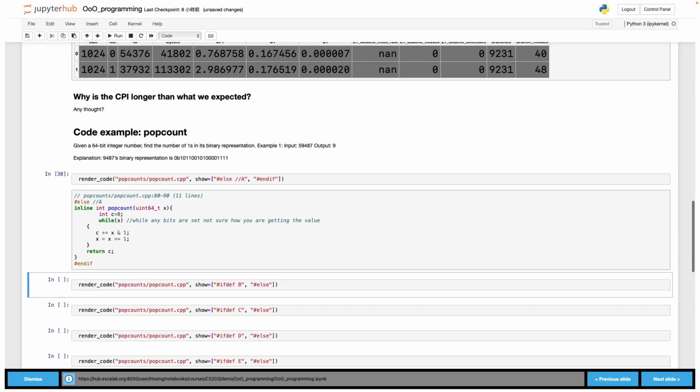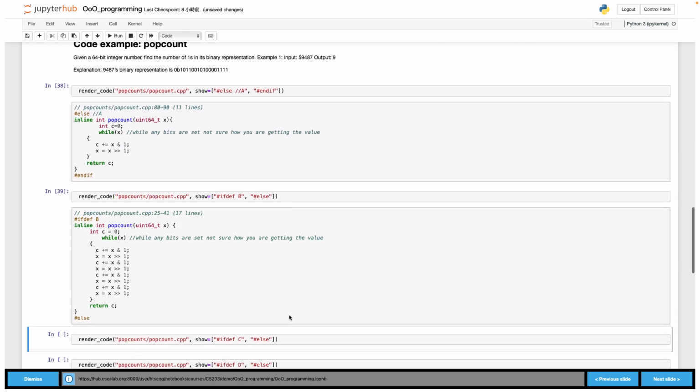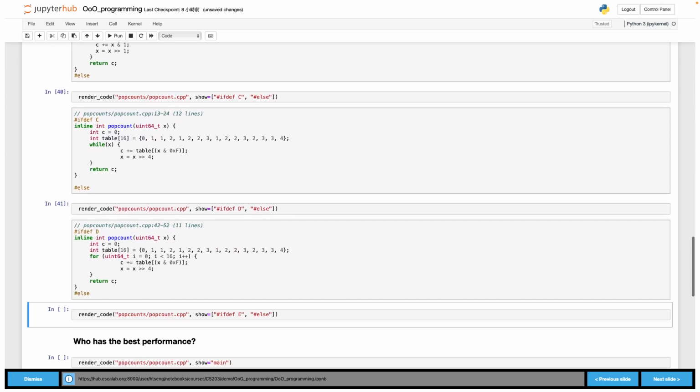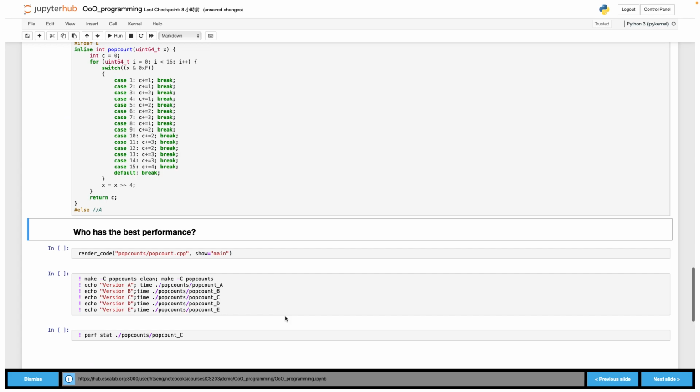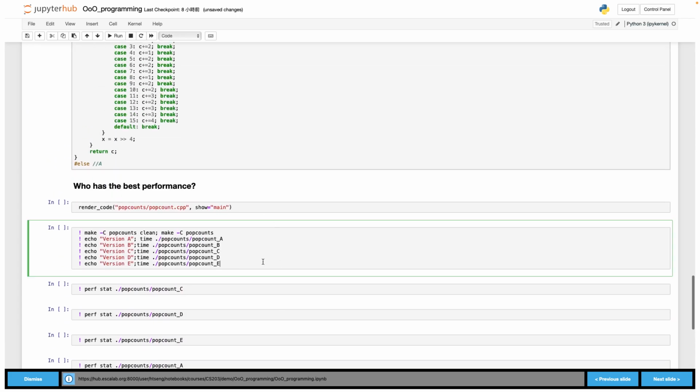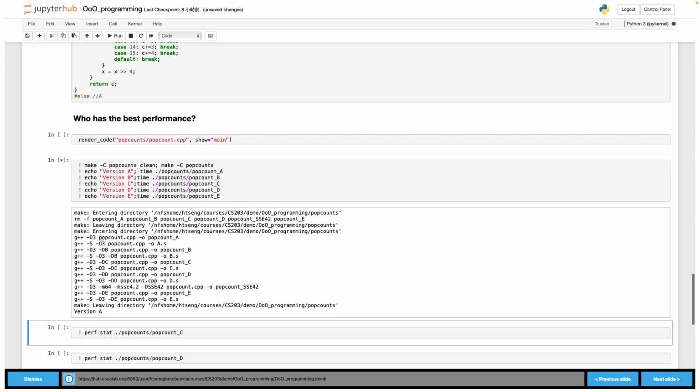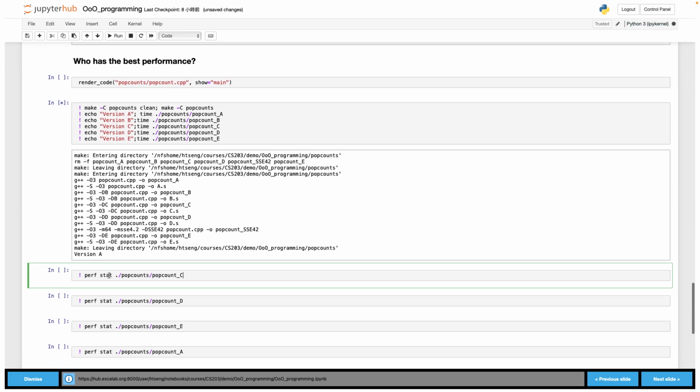So this is version A, this is version B, this is version C, this is version D, and this is version E. Let's run them and see what's going on. Every one of them has -O3 enabled, so they are already optimized. Let's take a look at how much time it takes for each to execute. Right now I'm executing A.